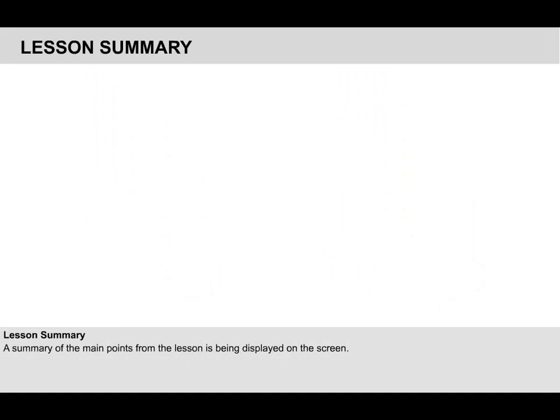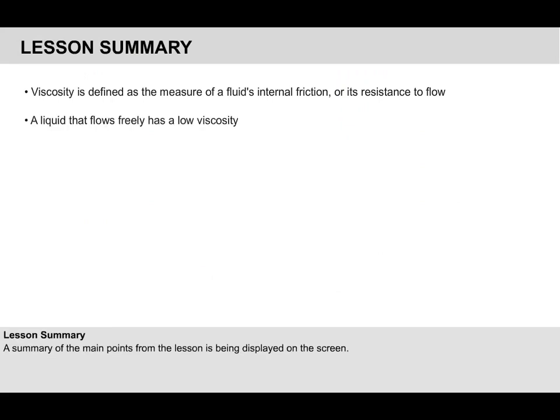That is the end of the lesson. Here is a summary of the main points. Viscosity is defined as the measure of a fluid's internal friction, or its resistance to flow. A liquid that flows freely has a low viscosity, and one which is sluggish has a high viscosity.